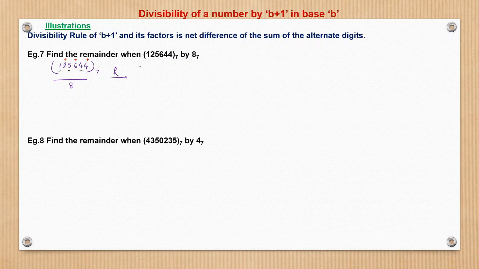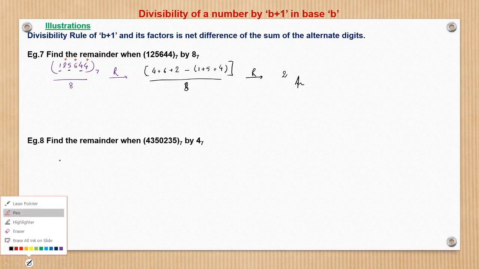So what we have done, we have taken here 4 plus 6 plus 2 minus 1 plus 5 plus 4, divided by 8. So here if we see, remainder would be nothing but 4 plus 6, 10, 12, 12 minus 10, right? 12 minus 10 is 2. So remainder would be 2. 2 upon 8, remainder would be 2. So this is very simple.